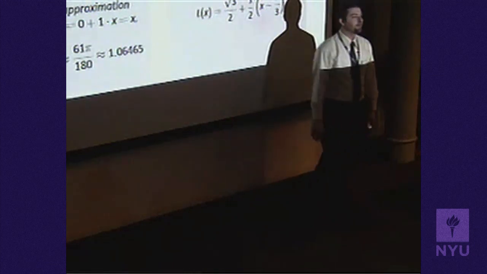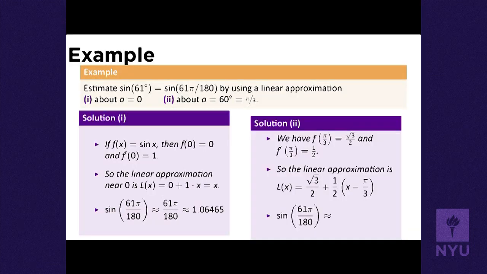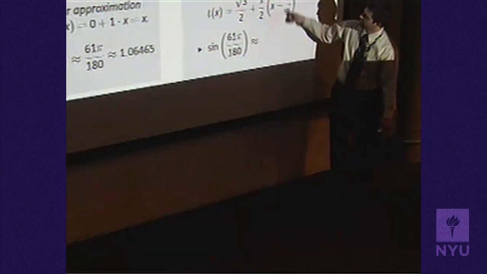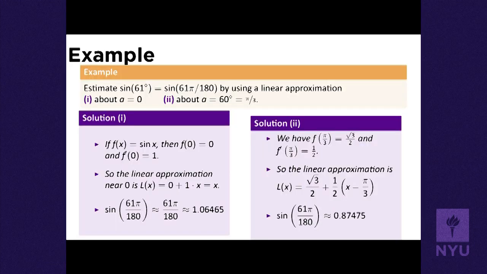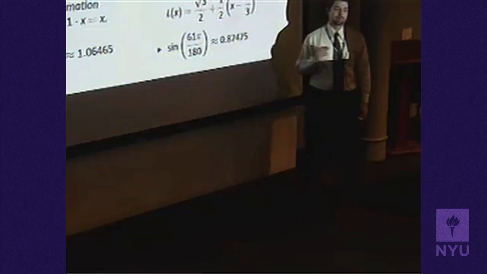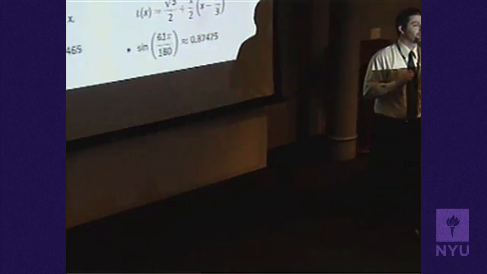Okay, so if I use this linear function to approximate the sine of 61 degrees, then I would take the square root of 3 over 2 plus 1/2 times 61 pi over 180 minus pi over 3. So that's pi over 180 here, and you get 0.87475. And I don't know what it is exactly, or what my calculator would tell me that is, but that's probably a pretty good approximation.